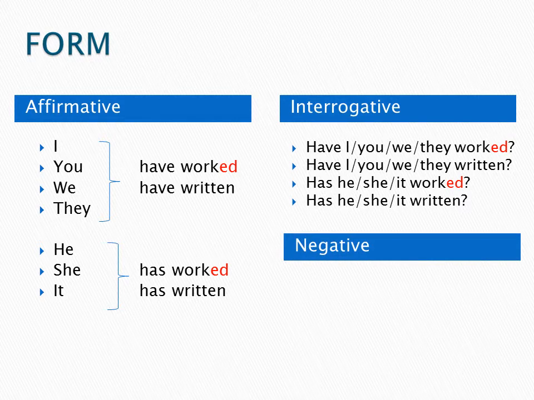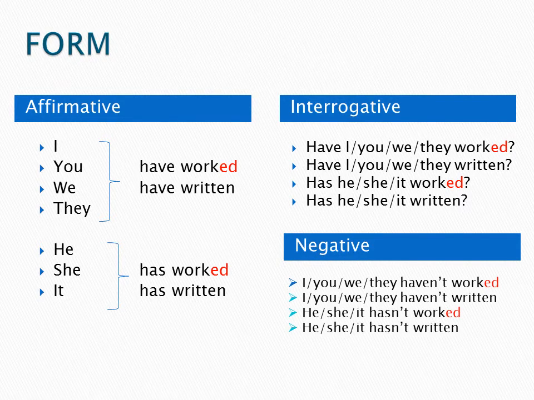Finally, the negative sentences. In this case, we have the subject, the auxiliaries plus not, and the verb in past participle. Okay? For example, I haven't written, or we haven't worked, or she hasn't written, or she hasn't worked. Okay? Good. Now, in what situations do we use this tense?